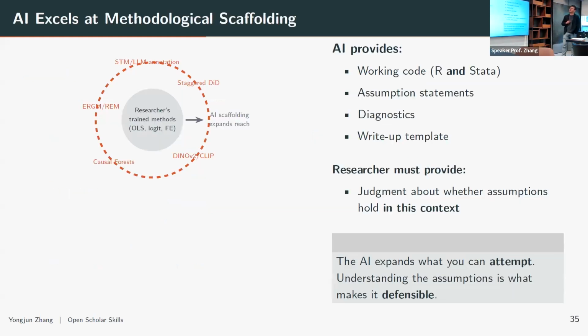AI excels at methodological scaffolding. As I mentioned, we can package all these methods in skill form, and you can use them. But again, as a researcher, you have to judge whether these assumptions hold in your context. That's very important.